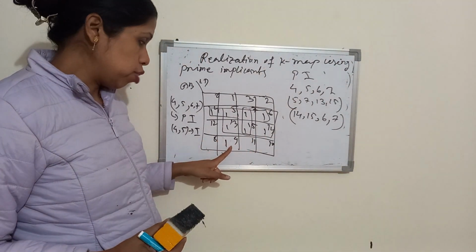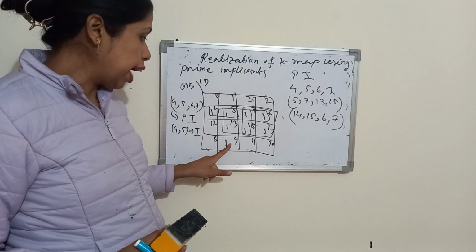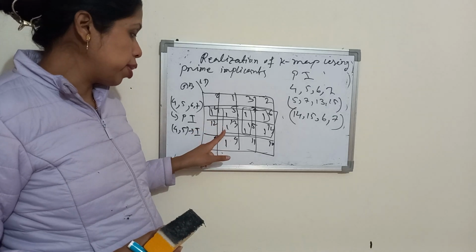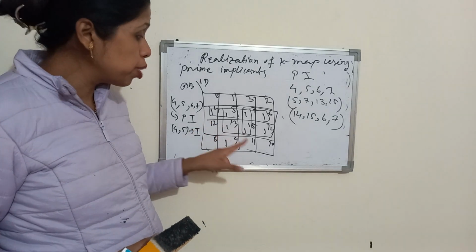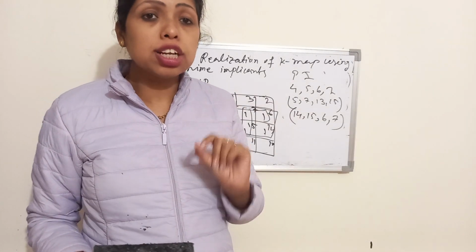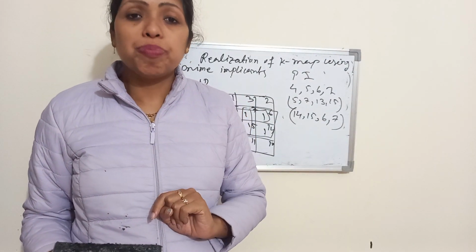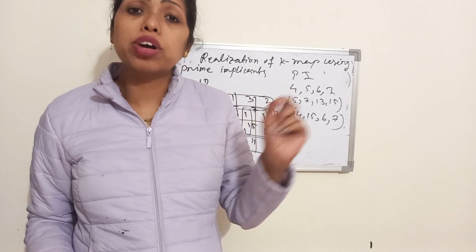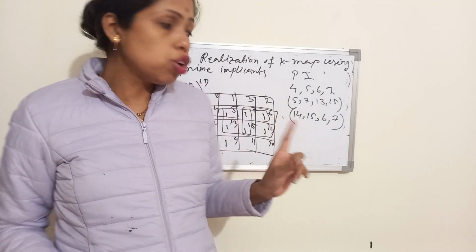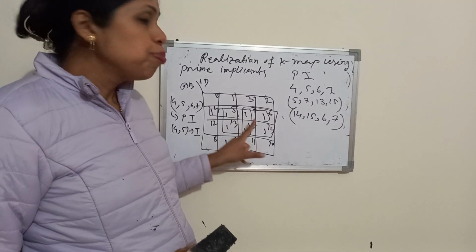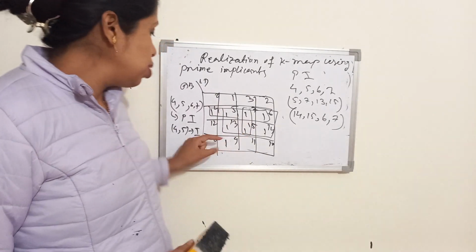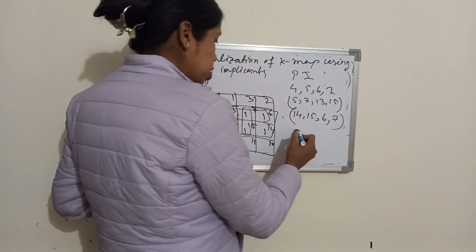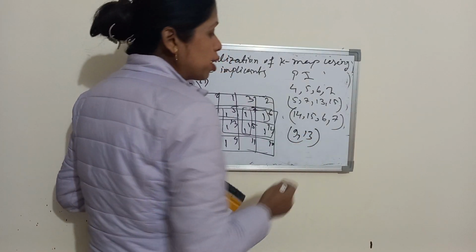Now come to the 9. Here you can see 9 can only create a pair with the 13. 9 cannot create a quad. So by using the 9, the maximum possible group is only a pair. Without the pair you cannot create a quad. That means 9, 13 is a prime implicant.